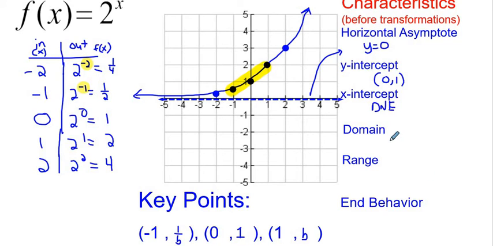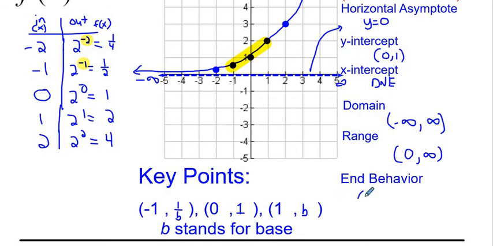The domain of every exponential graph is negative infinity to infinity, and the range of every exponential graph is 0 to infinity. So remember how we would get that. Negative infinity to infinity is showing the domain, but the range, nothing, nothing, nothing, nothing, beep, and it started beeping after the asymptote.